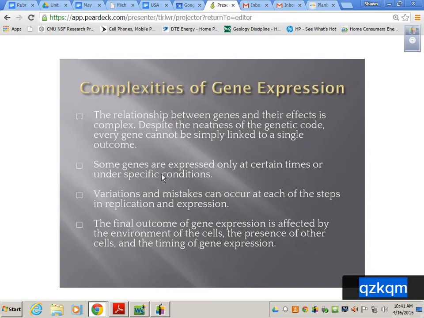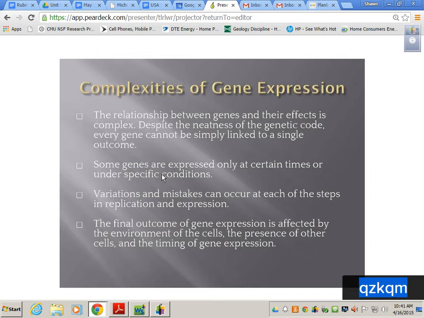So variations and mistakes can occur at each of the steps in replication and expression. Now here's the thing. If my DNA is screwed up, my RNA is screwed up. If my RNA is screwed up, I got the wrong codon, I got the wrong amino acid, and then I changed my polypeptide and made me my protein shape, right? That can be a problem.